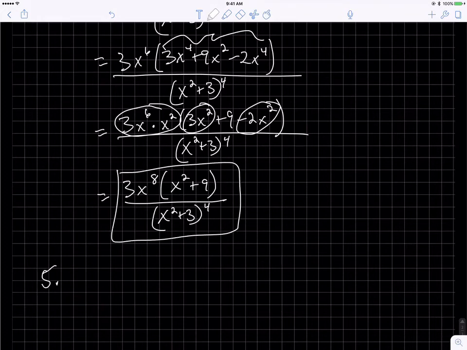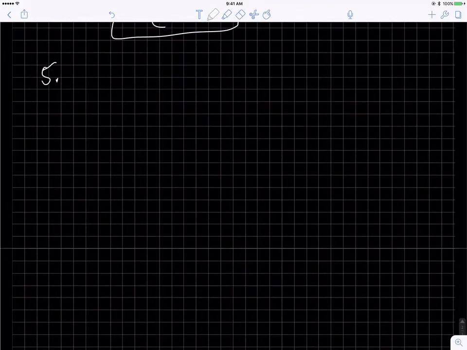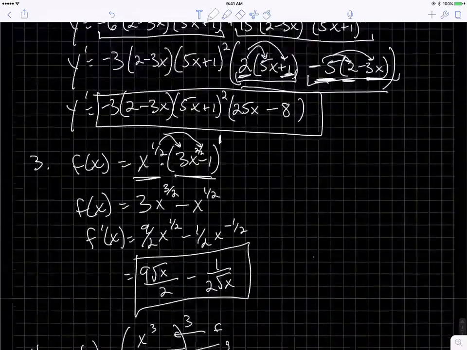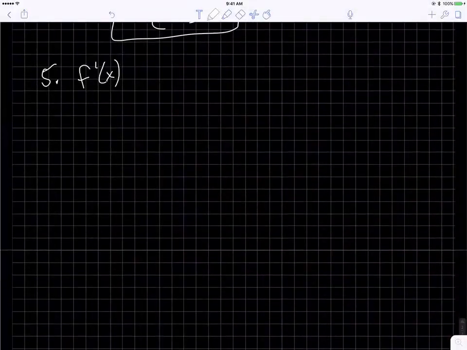Number 5, it says find f double prime, but we're just going to find f prime. Sorry, I was just looking at the pages. I didn't realize there's pages. F prime of x.